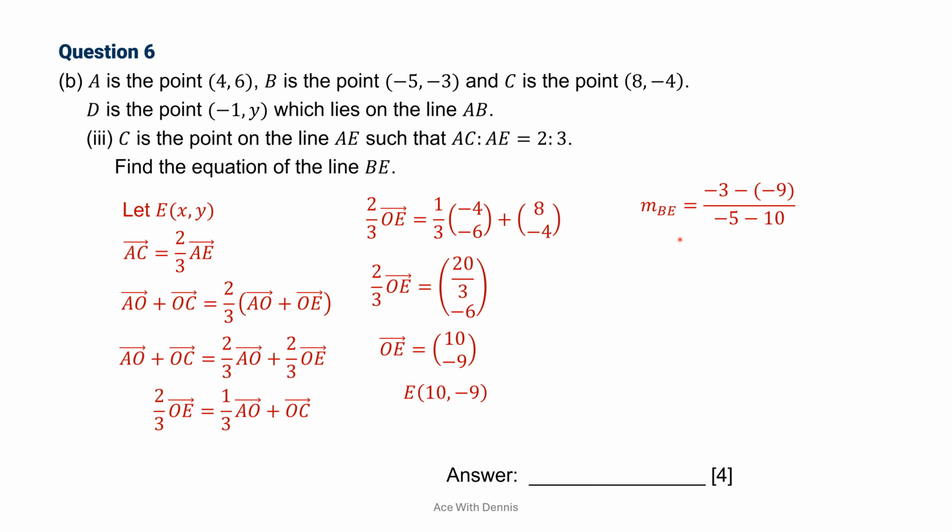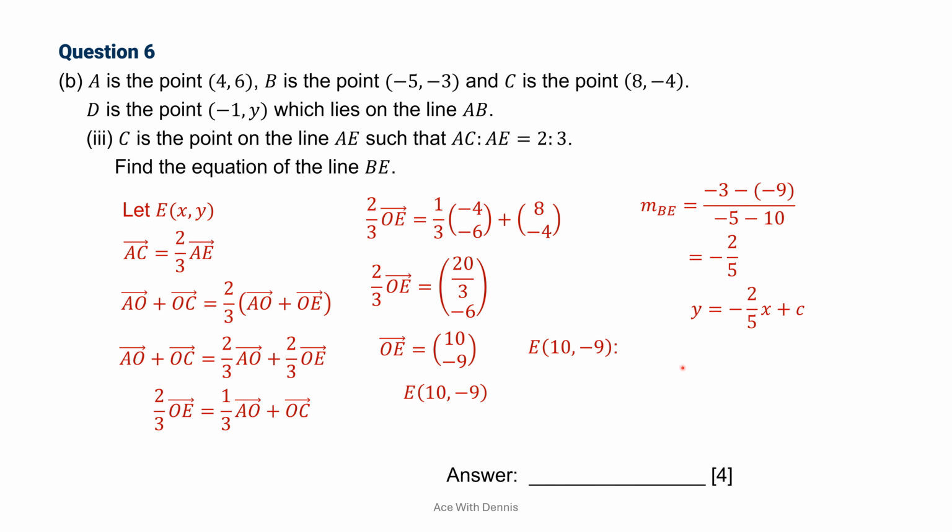First, we need to find the gradient of the line BE, which is -3 minus -9 divided by -5 minus 10. Remember the gradient formula, y2 minus y1 over x2 minus x1. Calculate the value, we get -2/5. So the equation of a line is y equals mx plus c. For this case, y equals -2/5 x plus c.